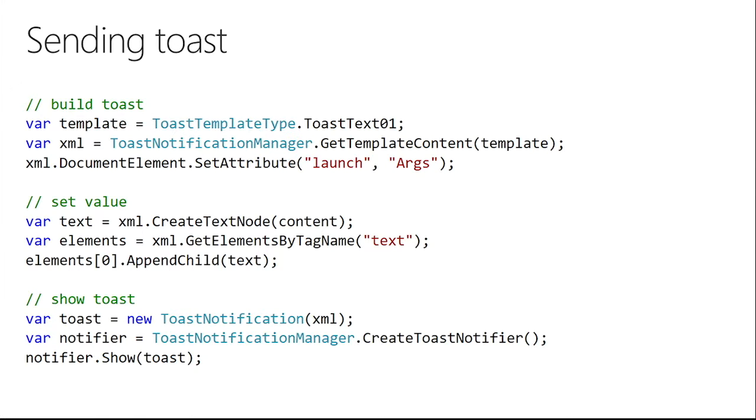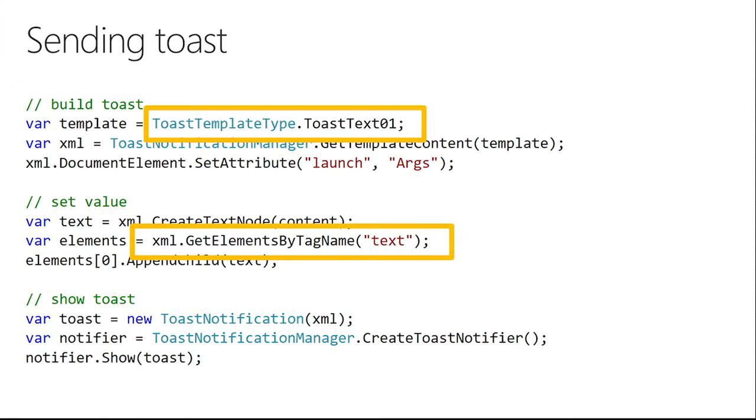So to send a toast, this is using a traditional template, toast template type toastText01. And again, similar to the tile traditional templates, you can get the template content, drill down into the DOM, find an element, update or create new elements, append a child there. So you can create a text node, and so this is the traditional template. You can go and get the text element, and then you call the toast notification manager to show the toast. And that's actually directly sending it. That's the kind of code you'd have in a background task as well.